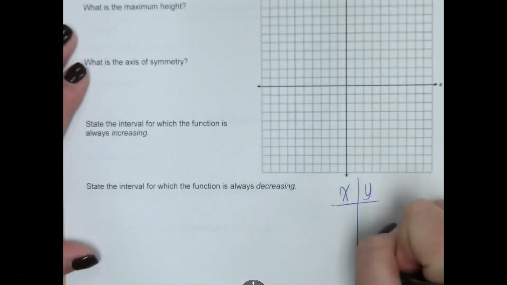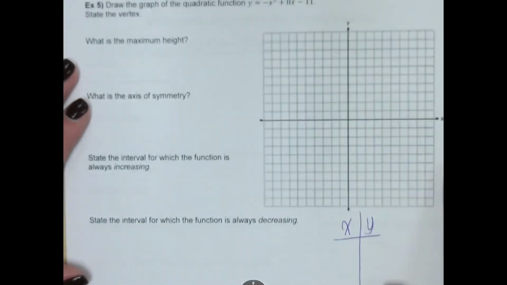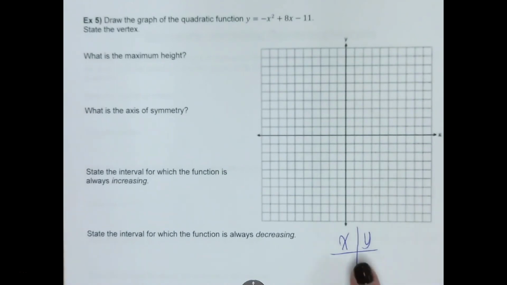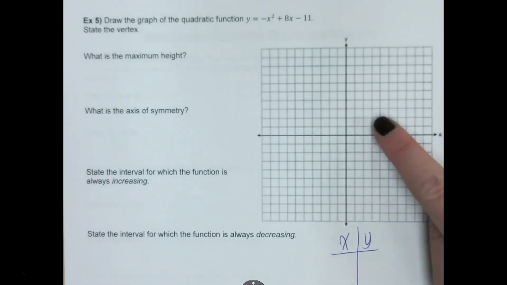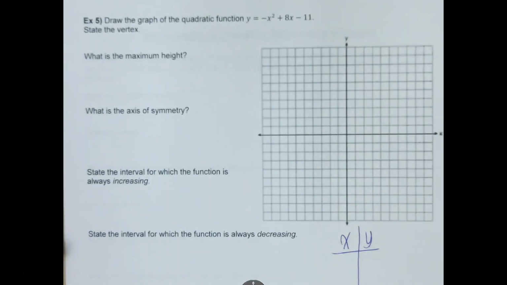Okay, I'm going to put mine down here. You guys can do the same thing, put it on the side, but that's what I suggest you do to get those values that you want to plot so you can create the graph. And then after you have that function plotted, then you can answer these questions on the side.